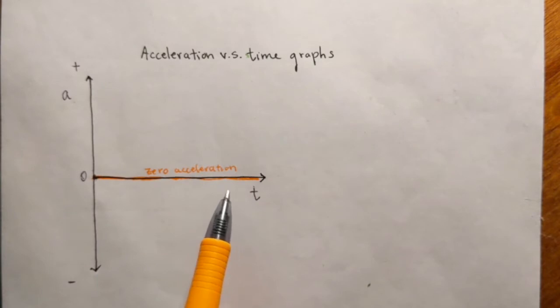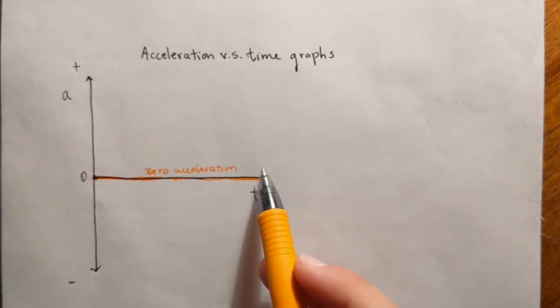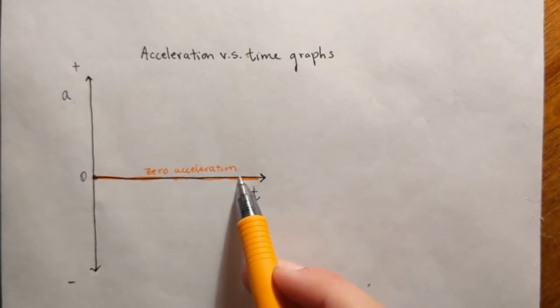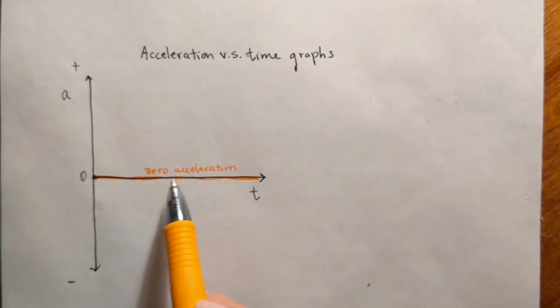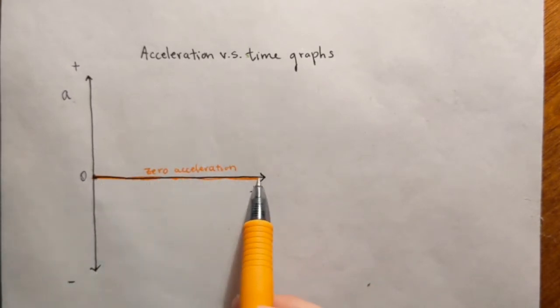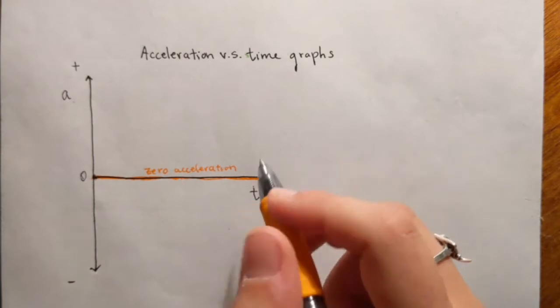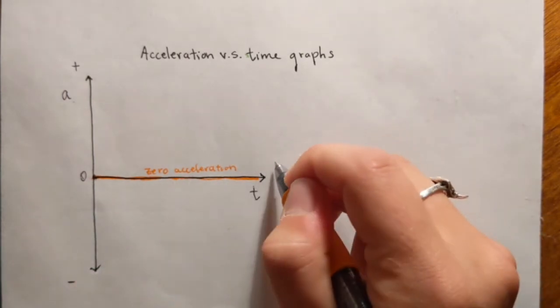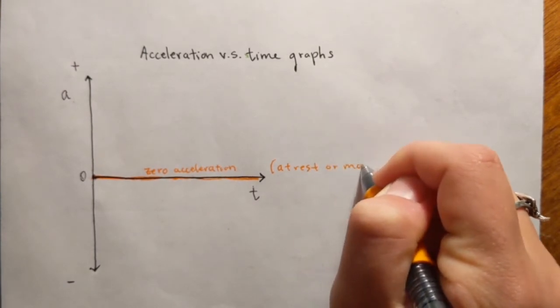From this graph, can you tell whether the object is moving or at rest? No, you can't, because if an object is moving at a constant speed, it has 0 acceleration, and if an object is at rest or not moving, it also has 0 acceleration. So this graph, where acceleration equals 0, does not tell you whether an object is at rest or moving at a constant speed. So this graph could mean either at rest or moving at a constant speed.